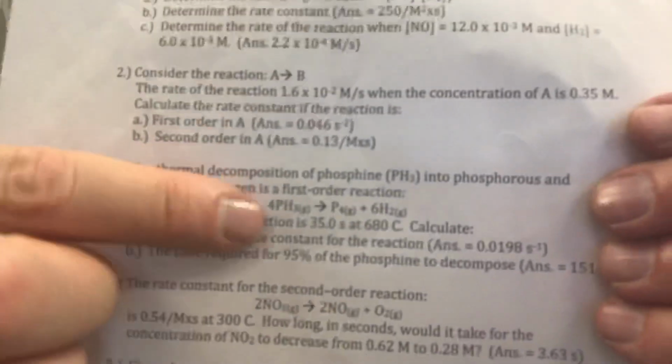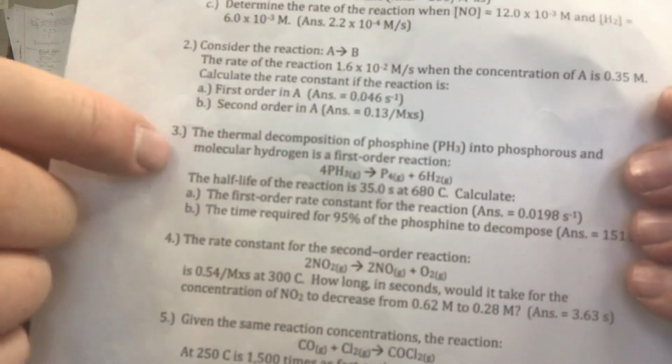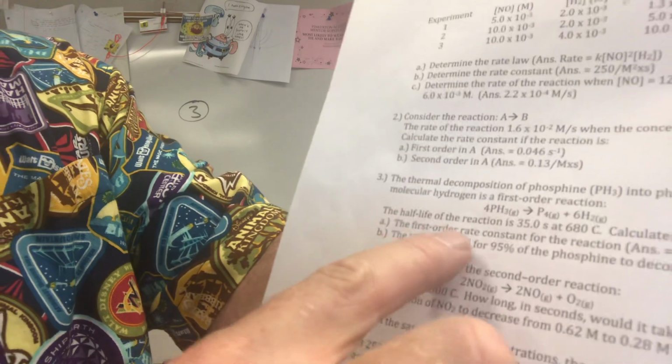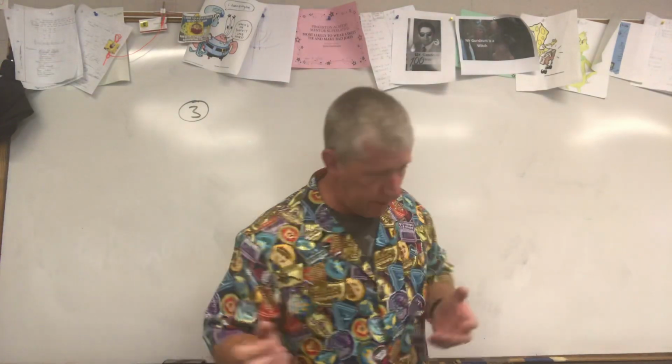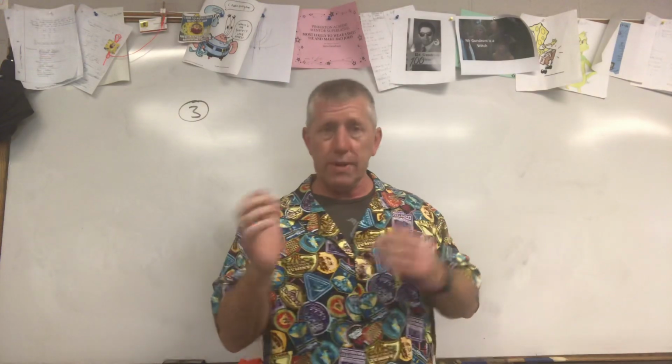All right, let's dive into this problem. This problem here says you've got this reaction. Phosphine is going to decompose. There's just one reactant, that's the phosphine. It decomposes, and it tells me that it's a first order reaction. Yeah. Okay, the first order rate constant. So this is telling me it's a first order reaction. So what does that mean? That means that the phosphine, being the only reactant, if you double the concentration, you double the reaction rate. Okay, it's a direct relationship.